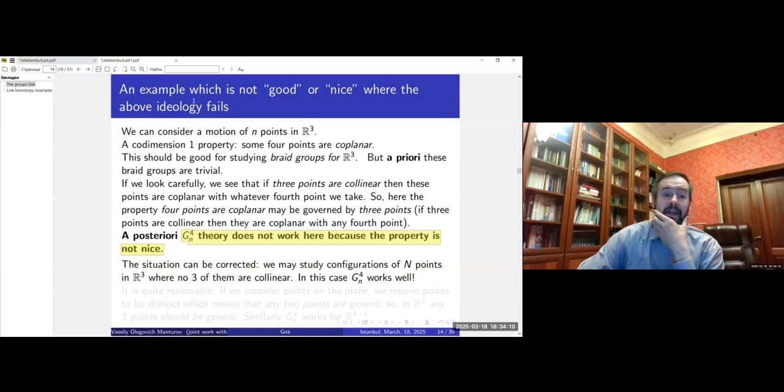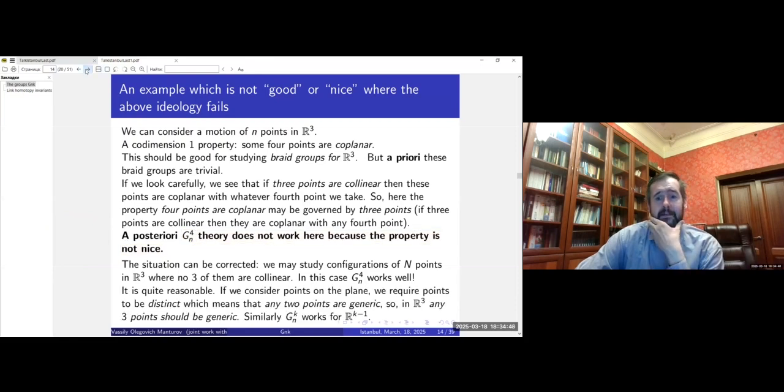What does it mean? Well, this actually means that there will be one more very unpleasant codimension one property, namely, if 3 points are collinear, for example i, j, k, then whatever l I take, then i, j, k, l will be coplanar. And this will give me a lot of new commutativity and a lot of new relations. So this will not be GN4. This will be something else. However, there is a way to overcome this problem.